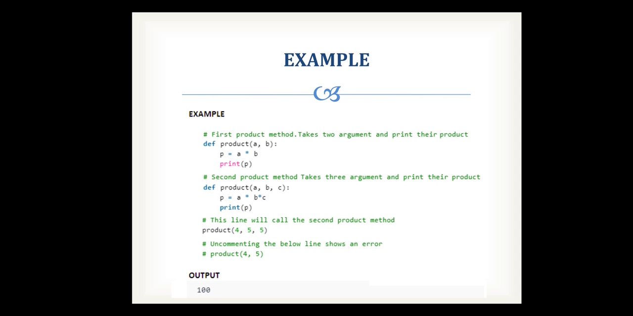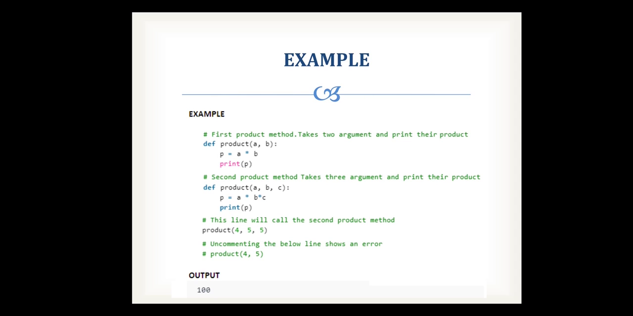Afterwards when we pass the parameters 4, 5, 5, meaning three values, it shows the result 100. Why 100? Because 4 into 5 is 20, and 20 into 5 is 100. But now see the last line of this example, where we call the method product and pass two parameters only, 4 and 5.